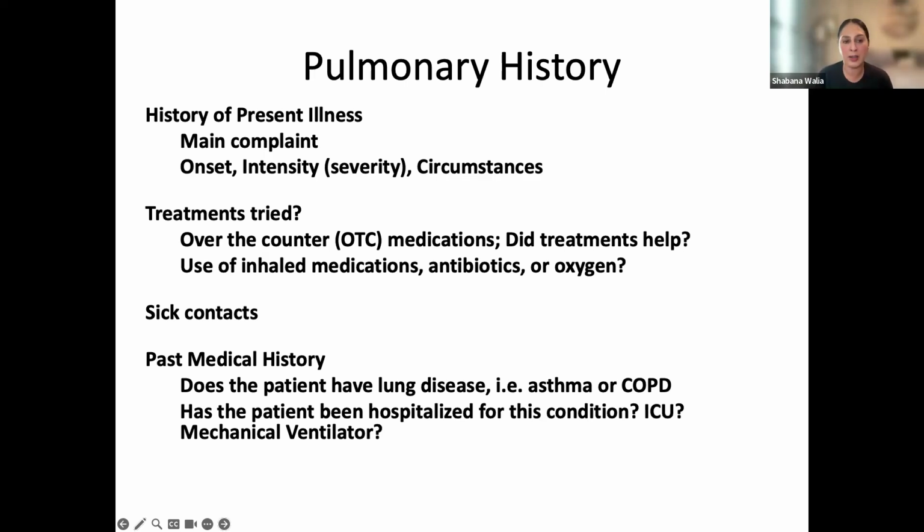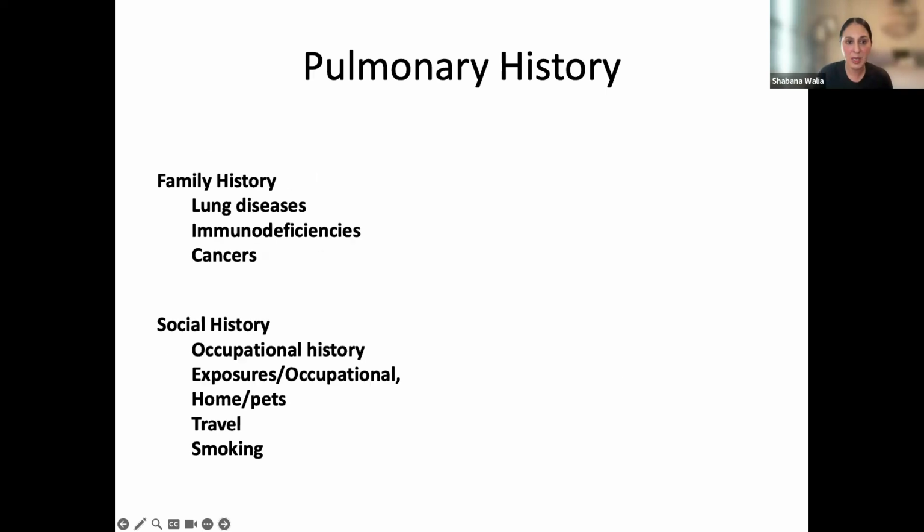Always ask about the treatments tried. Patients might tell you that they've used their nebulizers at home or their albuterol inhaler at home. Sick contacts again, or travel history, and then past medical history. And then you're going to want to ask about family history, specifically where I work. Things like travel are very important, to South and Central America, lung diseases in the past, immunodeficiencies, and then cancers in the family. And then social history, in terms of if this patient has been in jail or prison, if they have had an occupation that exposes them to asbestos, if they have had an exposure to tuberculosis, things like that.